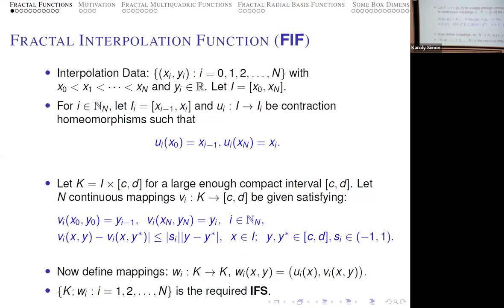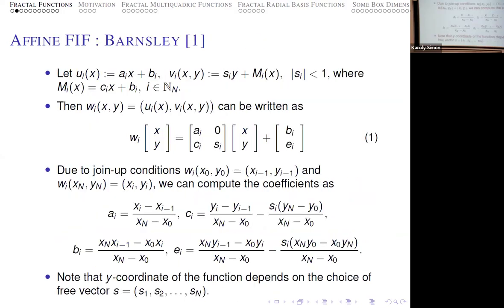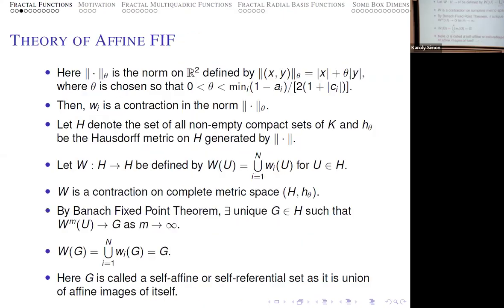IFS, then you can construct, in particular, if you take vi(x, y) equal to si y plus qi(x), and in particular this is ci x plus bi. If you take this linear map, you can write this IFS in this setting, and you can compute the values of ai, ci, bi, and ei. So here the fractal nature of this fractal function depends on the scaling factor s.